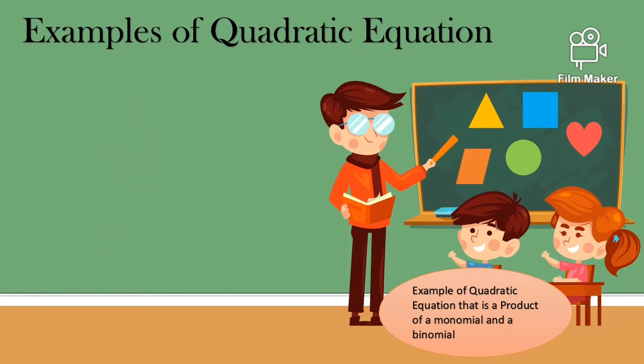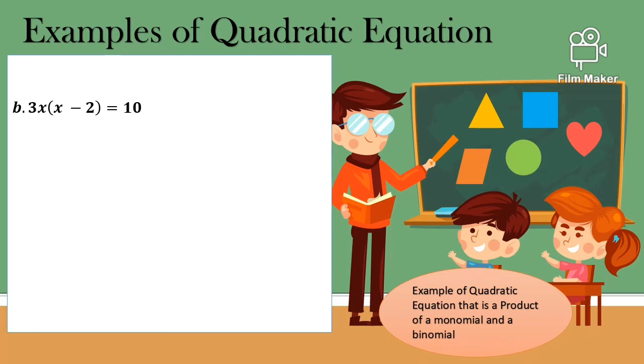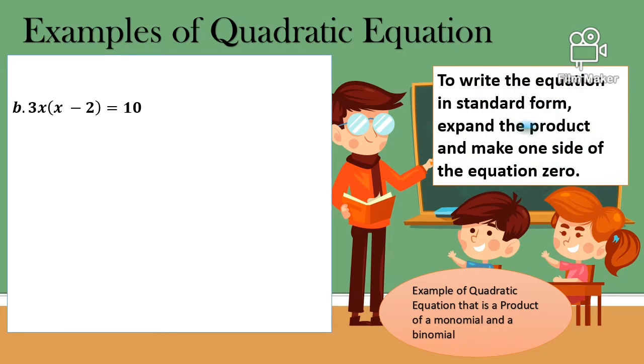Let's see another example. 3x times x minus 2 equals 10 is another form of quadratic equation that is not written in standard form. In this case, follow this reminder. To write the equation in standard form, expand the product and make one side of the equation 0. So to expand this product, we're going to apply the distributive property of multiplication. We're going to multiply 3x times x and 3x times negative 2. Then we're going to come up with the answer: 3x squared minus 6x is equal to 10.